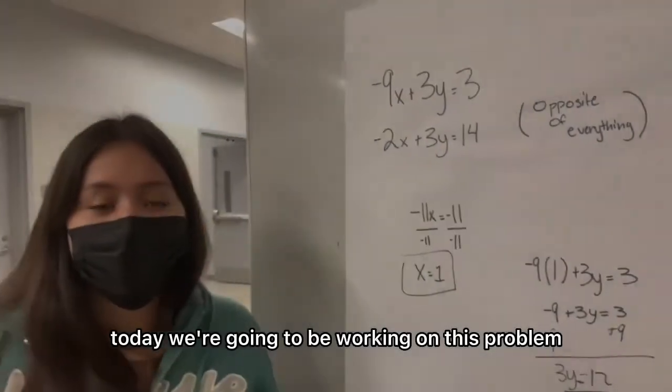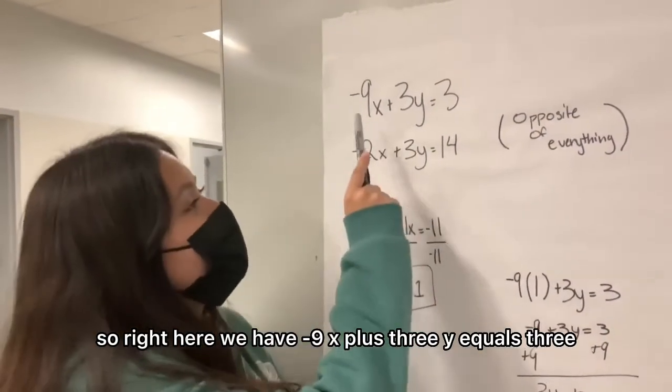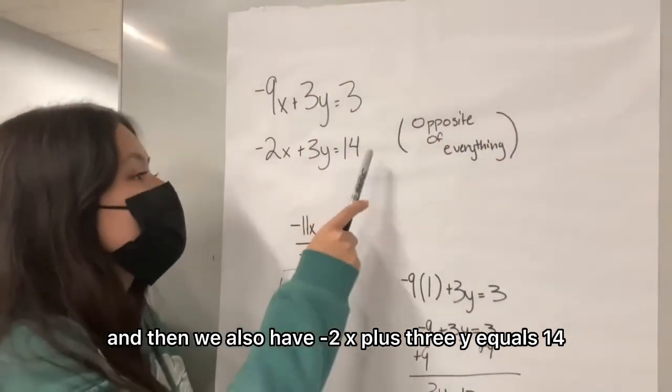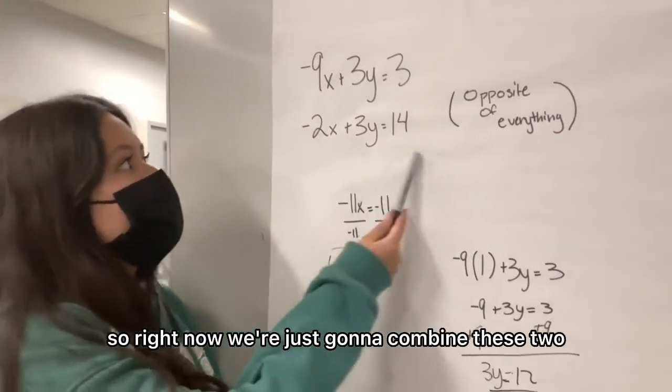Today we're going to be working on this problem. So right here we have negative 9x plus 3y equals 3. And then we also have negative 2x plus 3y equals 14. So right now we're just going to combine these two.